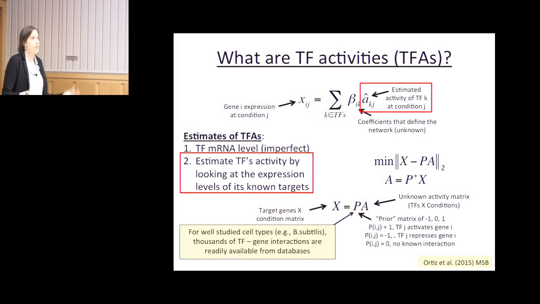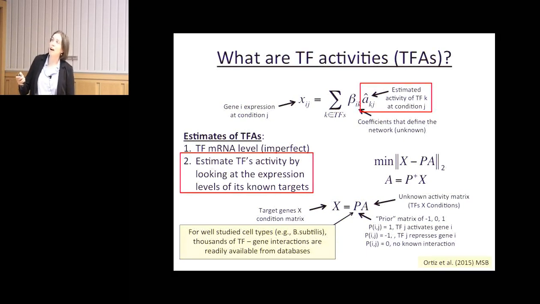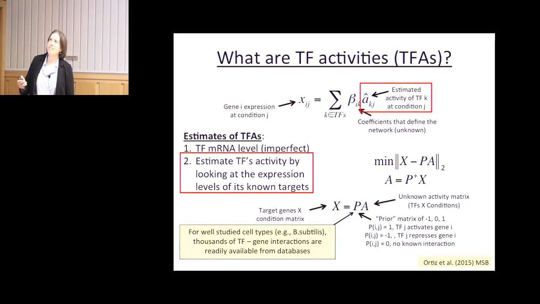And they found that actually the method was pretty robust, even if you outnumbered good interactions to random false interactions 10-to-1. And so it's always an improvement, regardless of if your prior is perfect, in our hands to actually calculate transcription factor activities instead of just using the mRNA level.